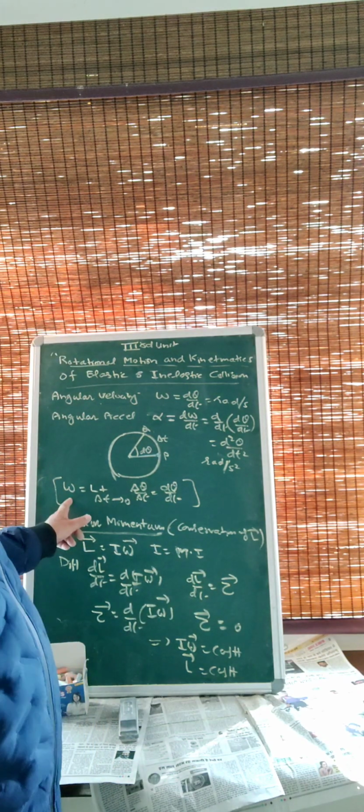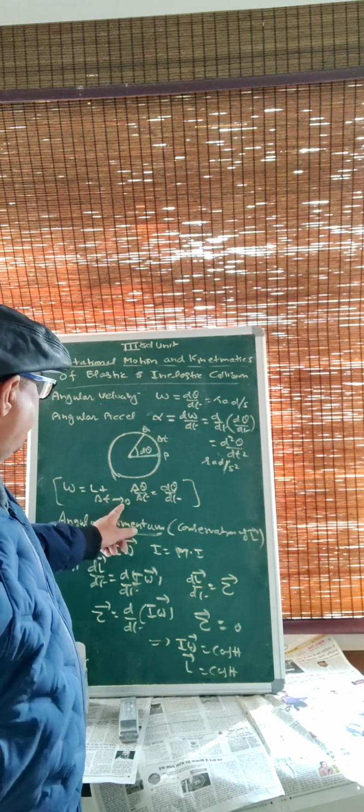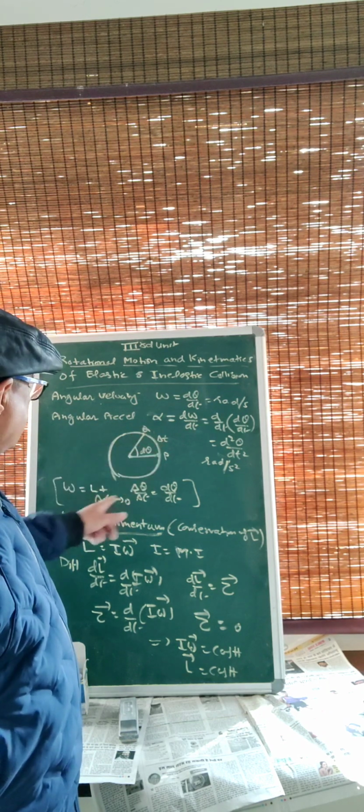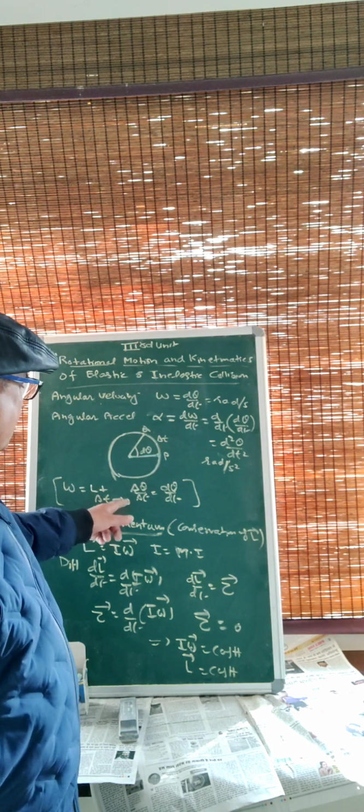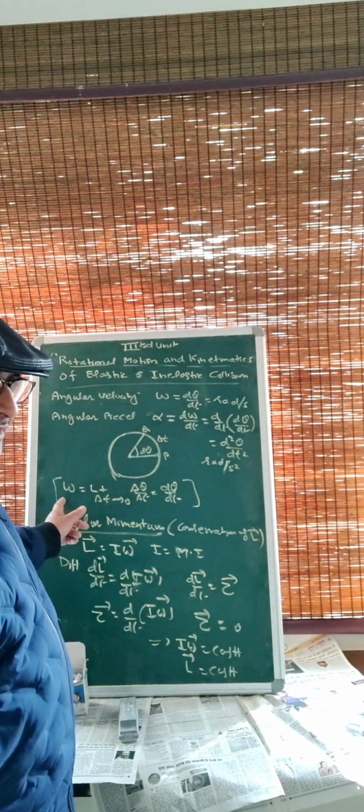What is the exact mathematical form of writing angular velocity? We write omega equal to the limit as delta t approaches 0, meaning delta t is very small, since for a small interval of time we are measuring all these things. This is delta theta by delta t, which is equal to d theta over dt. So this is how we write the angular velocity.